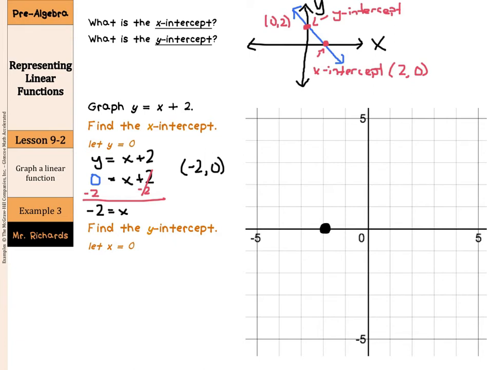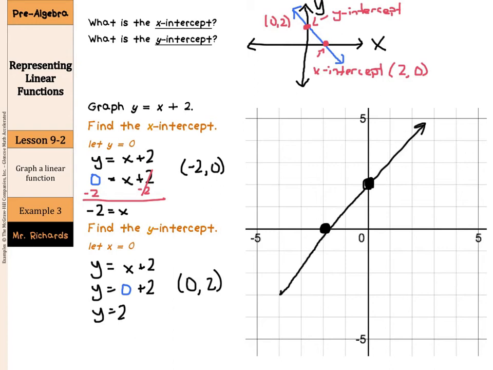What about the y-intercept? Well, we're going to let the x equal 0. So if I start off with the same equation, y equals x plus 2, I can make my x equal to 0 here and say, all right, y equals 2. So this is the point 0, 2, which is right here on our graph. That's the y-intercept at 0, 2. And I can now draw in a line connecting these 2 points. I can label this line as the graph y equals x plus 2, and that's my graph.